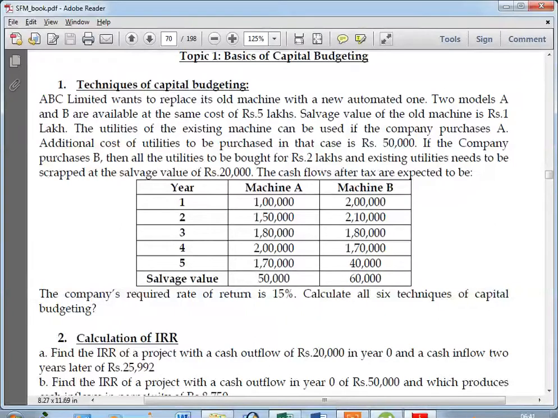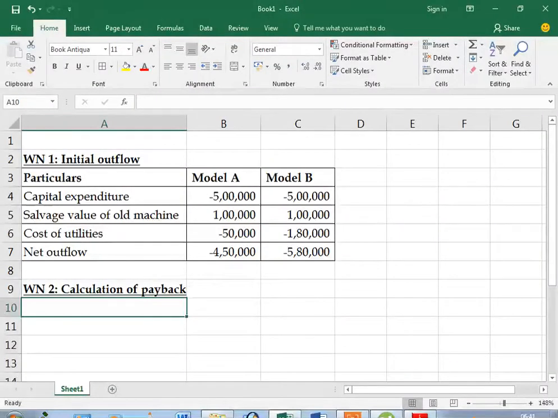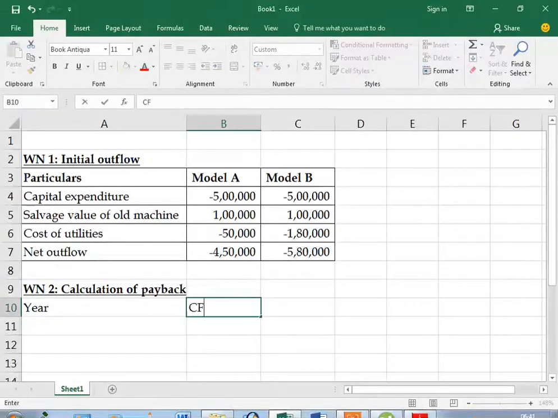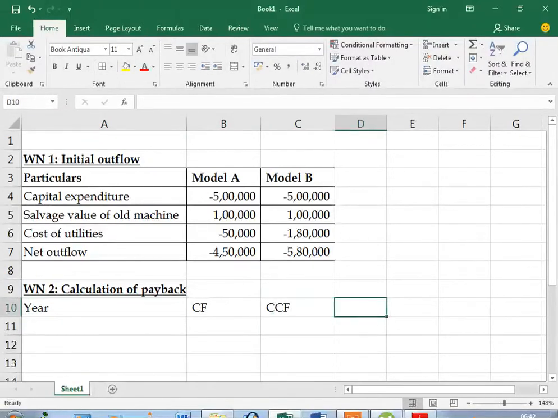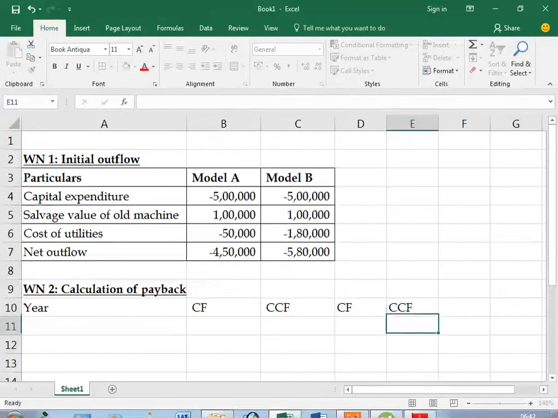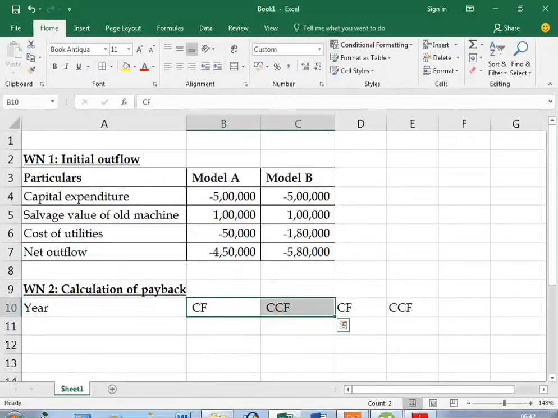According to this technique, year 1, year 2, year 3 can be added, can be subtracted. If you want, you can add it. If you want, you can subtract it. That is how the technique says. Now, coming to the calculation, please listen. Year, cash flow, cumulative cash flow. This is for machine model A.